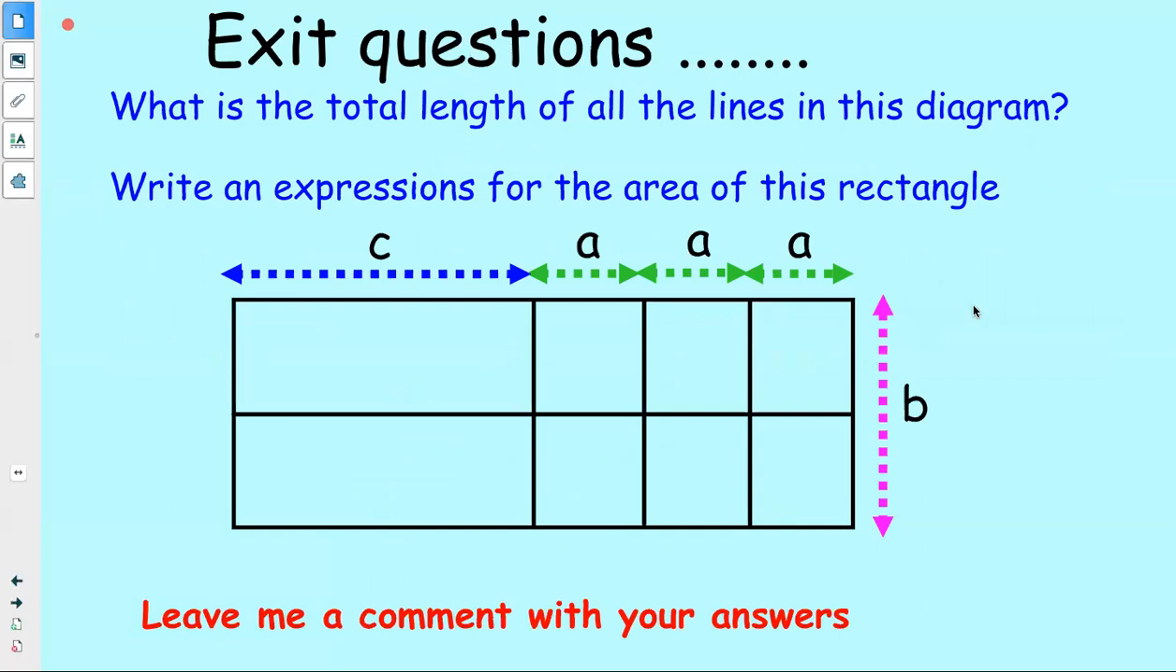Okay, this is just really your exit question here. So what's the total length of all the lines in the diagram? So I mean all the black lines, all these black lines here. So these black lines, what's the length of all of these lines? And then another question, write an expression for the area of this rectangle. Remember what you do when you're finding the area of a rectangle. It's going to be your full length times your breadth.